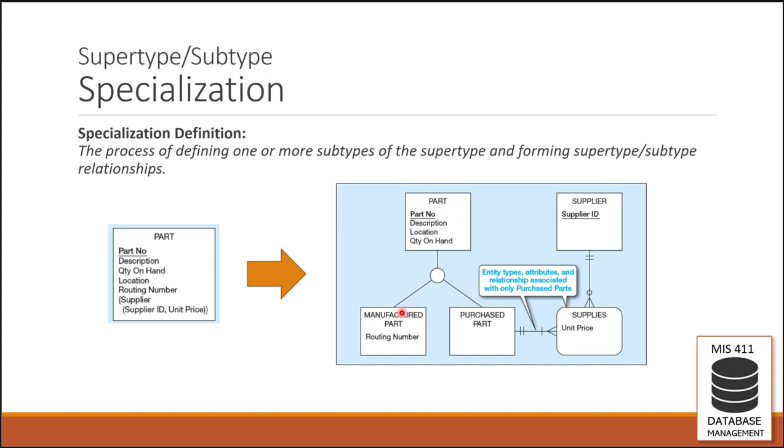But now we've created two subtypes, manufactured part and purchased part, right? Manufactured part only has a routing number in addition to the attributes up here in the part supertype. And the purchased part actually has no specific attributes that only apply to the purchased part, but what it does have is a relationship to supplier through supplies, right? Which is not something that's necessary for the manufactured part. So this is an example of specialization. You start with the supertype essentially, and you specialize subtypes out of that supertype.